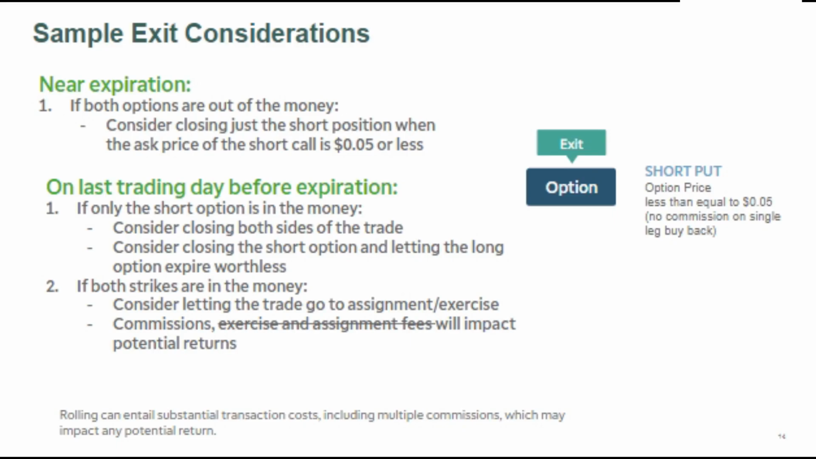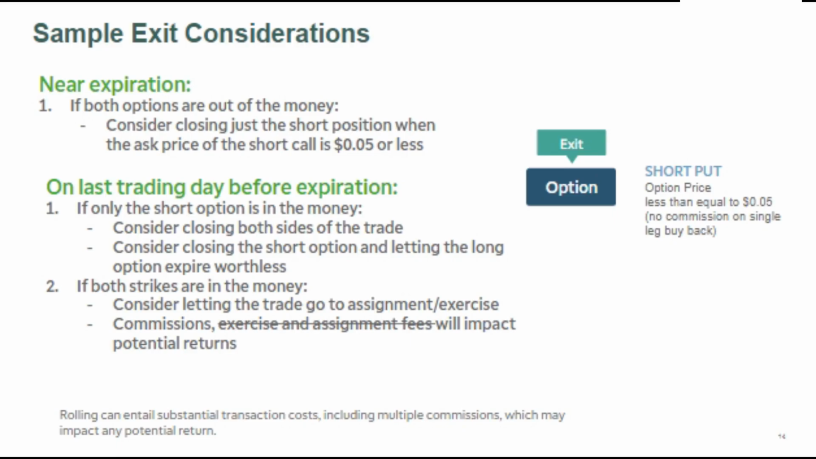So if it's getting close to expiration and your short leg is 5 cents or less, consider buying it back because there's no commission on it. Or you could roll the dice and let the trade go to expiration, because if it expires worthless, then you don't even have to pay that 5 cents or 4, 3, 2, or 1 cent. It just gets removed from your account.